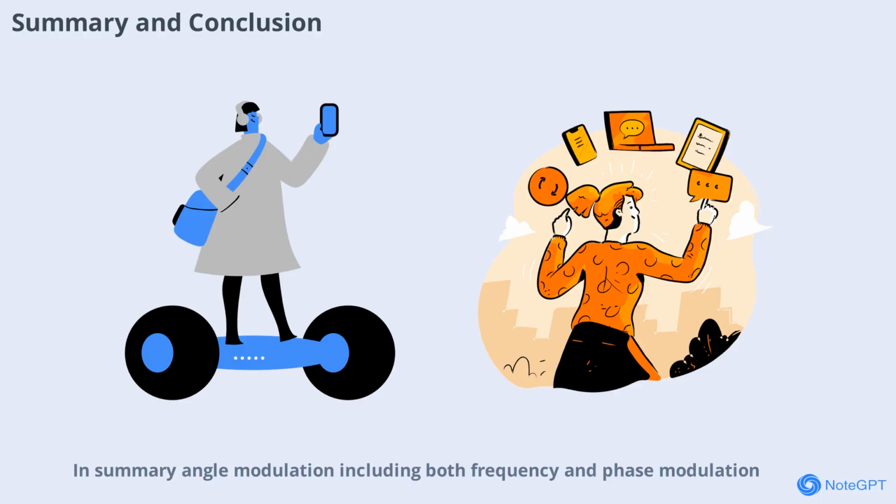Summary: angle modulation, including both frequency and phase modulation, is a cornerstone of modern communication systems. We've explored the fundamental concepts, mathematical expressions, generation and detection methods, and a wide range of applications. FM's robustness, noise immunity, and versatility make it indispensable in fields ranging from broadcasting to industrial automation. Understanding angle modulation equips you with the knowledge to appreciate and work with today's advanced communication technologies.